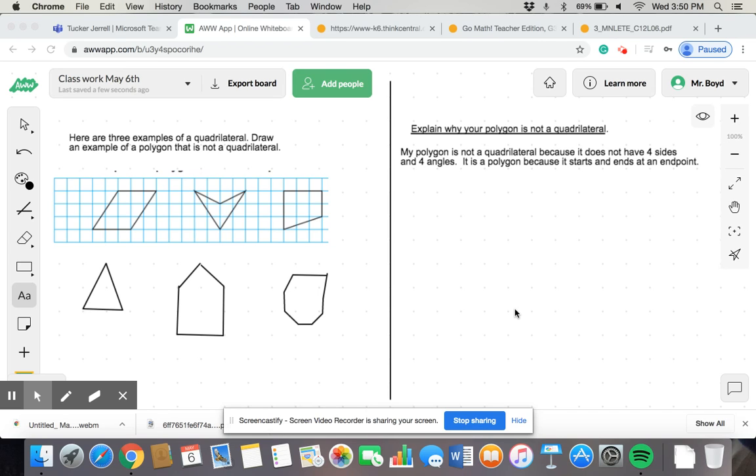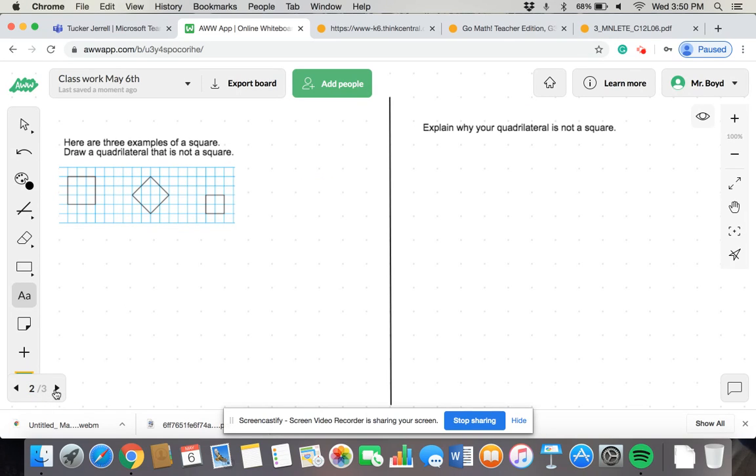All right, so here's problem number 2. Before we actually do problem number 2, I'm going to show you guys how to get there. If you look on the bottom left, you will see it says 1/3. That means there are 3 pages and you're on page 1. If you click the arrow to the right, it will bring you to 2 out of 3, which means you're on page 2. There's still one more page after this.